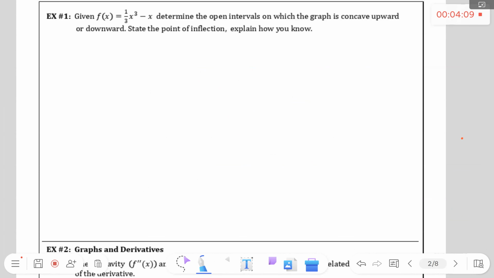Determine the intervals on which the graph is concave upward or downward. State the point of inflection and explain how you know. So surprise, surprise, what are we going to have to do with this function? Take the second derivative of it. So let's do the first derivative. f prime would be x squared minus 1. Cool. But we're not asking about maxes or mins. We're asking about concavity, so we're going to do the second derivative. What's f double prime going to be?